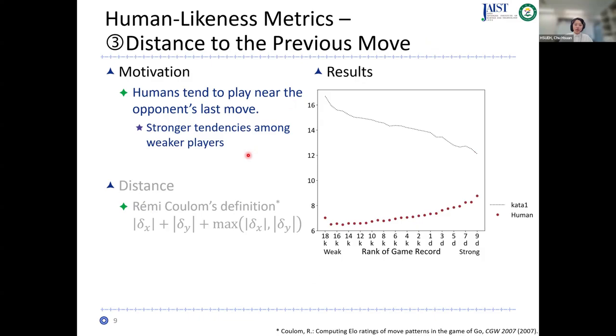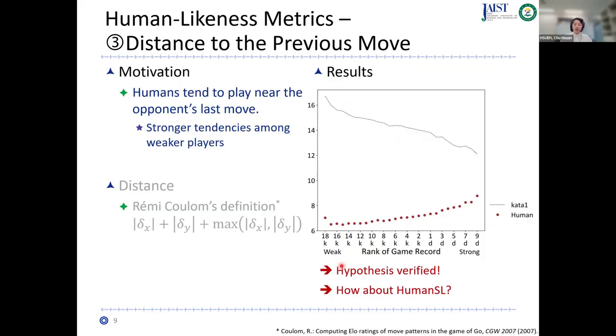So here are the first results. We do some statistics on the human moves in our collected game records, and those results are shown as brown dots. On the contrary, the Kata1's move distance to the previous move is quite high, and here is a big gap. And also from the brown dots, we see that weaker players tend to play closer to the previous move. So our hypothesis was verified.